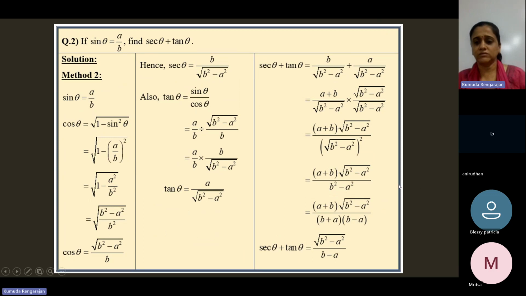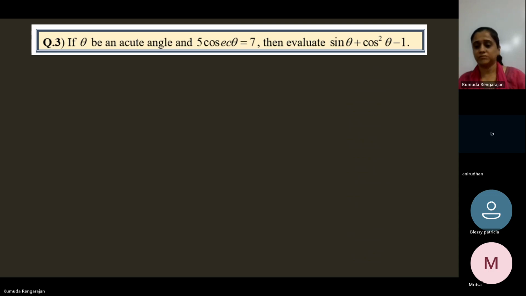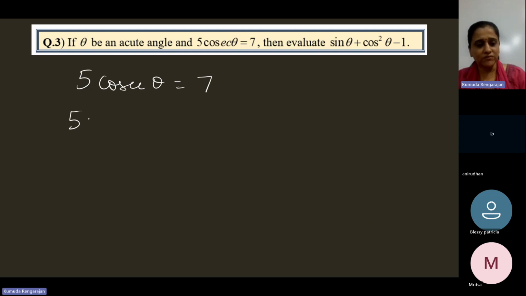I'll share this one. You can help yourself because it's almost the same, just that we're using the identity. So if theta is an acute angle and 5 cosecant theta is equal to 7, 5 cosecant theta is equal to 7 is nothing but 5 into cosecant theta is equal to 7.